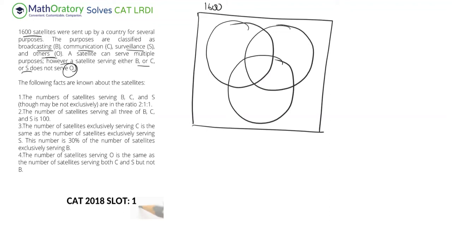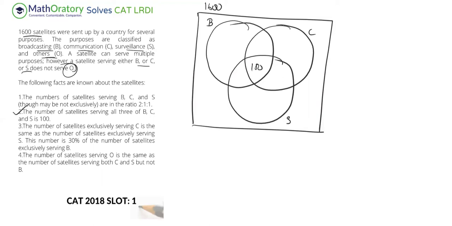So everything is 1600, that is known to us. So this is B, this is C, and this is S, let's say. And the outside region is O, so I don't need to mark that. Now, what are the additional information that we have? So as I said, always hit on the center region first, if possible. So point number 2 is telling us that the number of satellites serving all three is 100. So this is a numerical information, good enough. So this is directly given.